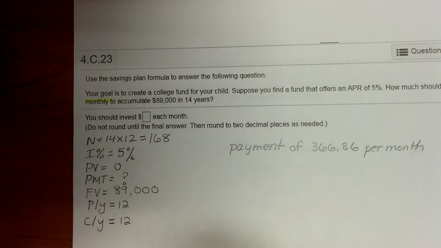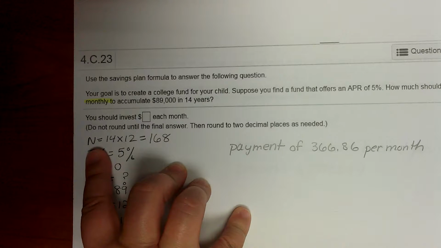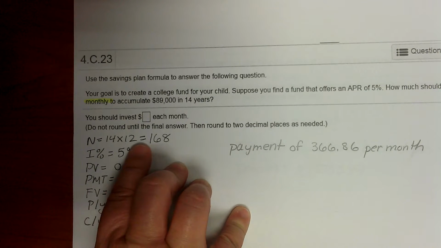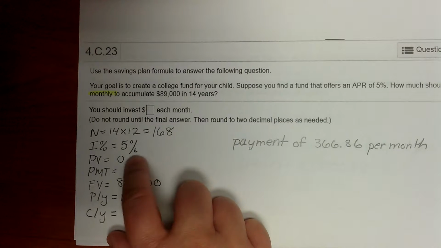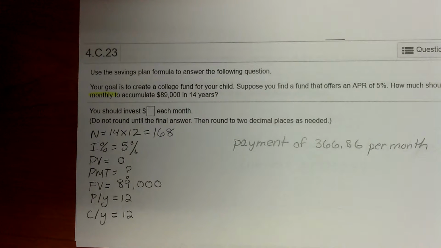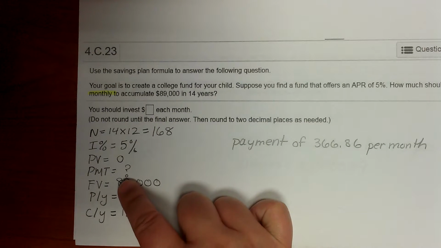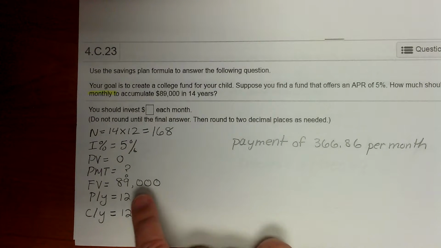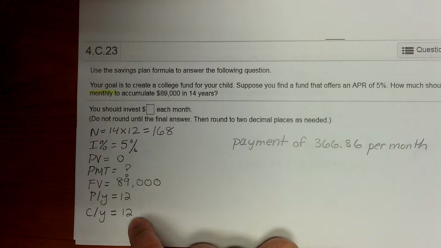This is monthly. So to figure out my number of periods, monthly for 14 years, that means 14 times 12, that's 168 periods. My interest rate of 5%. I'm starting with $0. I want to start depositing money into the bank. So I'm starting with 0 for my present value. My payment is what I'm trying to figure out. How much do I need to put in each month? My future value is what I want to have in the bank for my child's college fund, $89,000. And since this is monthly, this is both going to be 12.